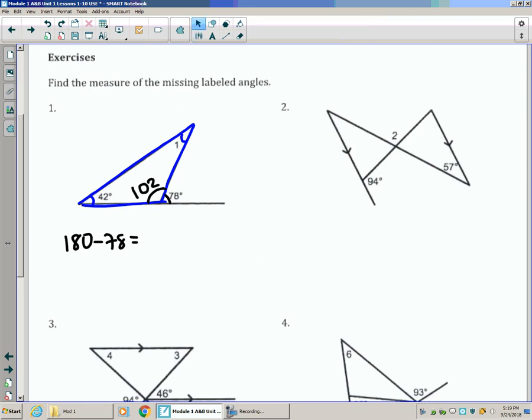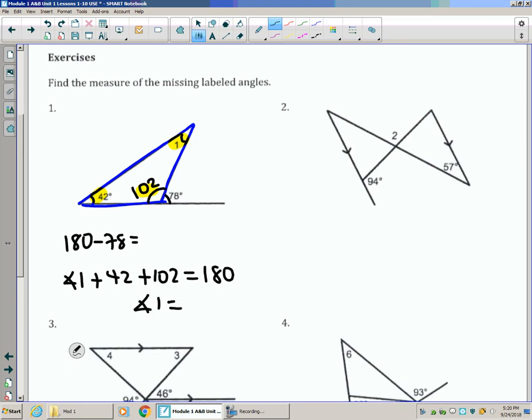Right, so knowing three angles now of the triangle, we can actually determine what angle 1 is. So angle 1 plus 42 plus 102 should be equal to 180, using the previous definition. So we're going to do some algebra. Pause the video if you need some time. So angle 1 should be equal to 36 degrees. And there you go. So this is 36 degrees. All right, let's move on to the next one.